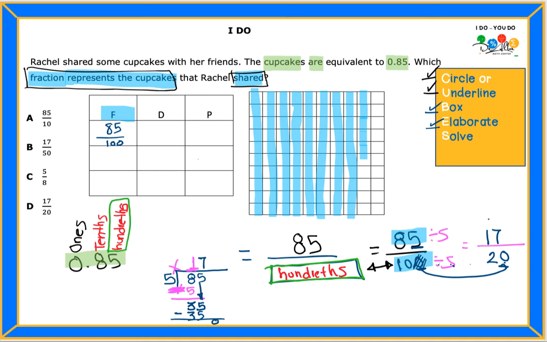And can I divide 17 by any other number? Remember that 17 is a prime number, so it can be divided only by 1 and by itself. But I cannot divide 20 by 17 and get no remainder. It means this is our simplest form. So I'm going to put 17 out of 20. Is that answer in my answer choices? Yes, it's on choice D. So this is our answer.